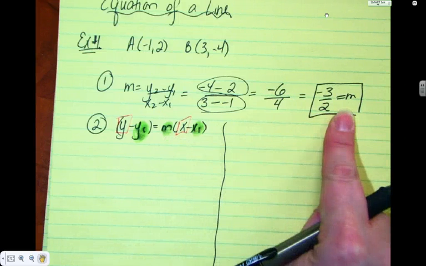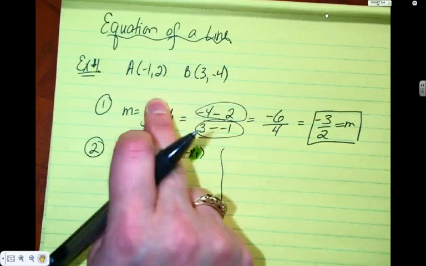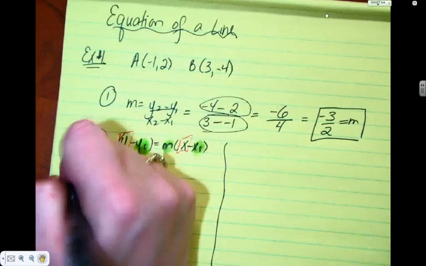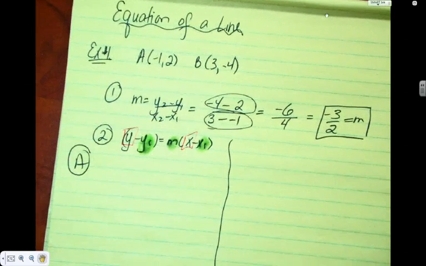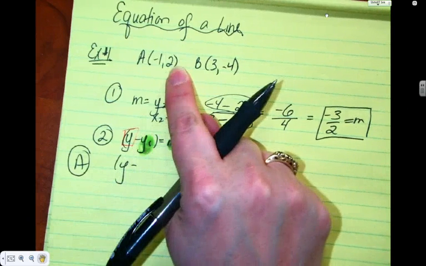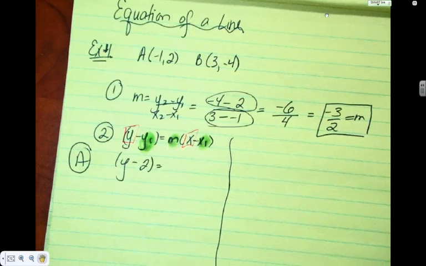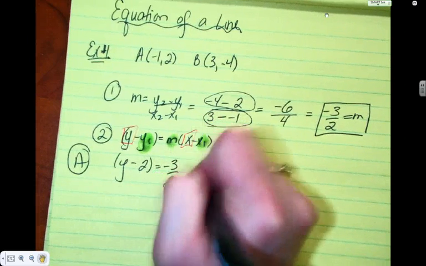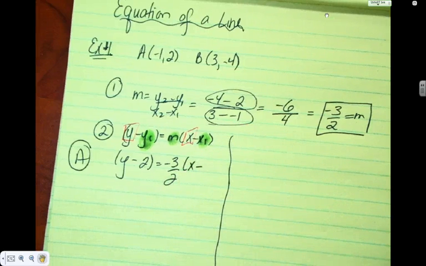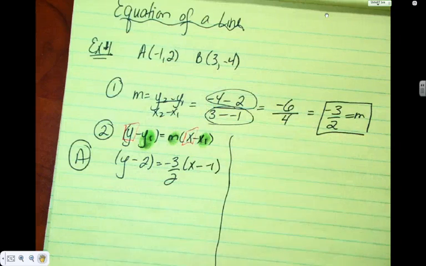M comes from what we just calculated. The x1 and the y1 come from either one of these points, and we're actually going to do both just to prove that it's going to give us the exact same answer. So let's start with point A. The first y stays as y. The y1 is going to be the y value of point A, which is 2. M is negative 3 on 2. X stays as x. And the x1 comes from the x-coordinate of the first point, which is minus 1.